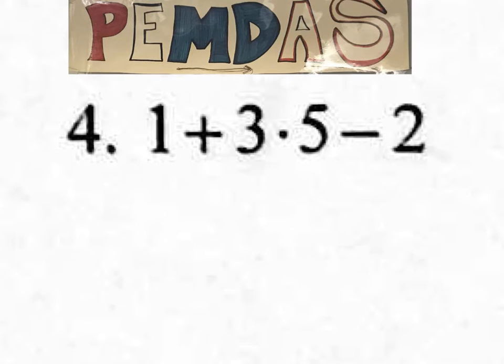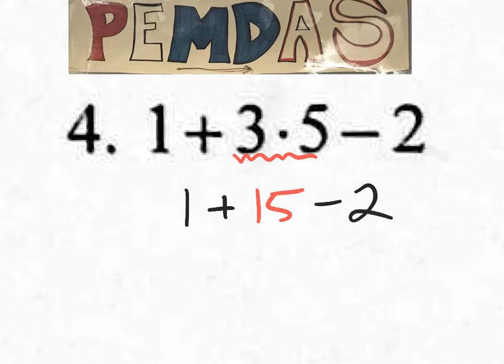Number 4. Do we have parentheses? Do we have exponents? Do we have multiplication or division? Yes. Let's do that multiplication. 5 times 3. I'm sorry. 3 times 5? 15. Bring down everything else. The plus comes down. The 1 comes down. The minus, the 2. Everything else comes down.